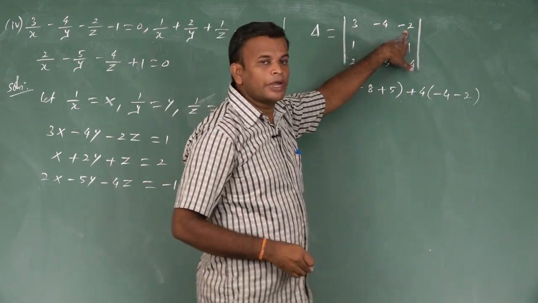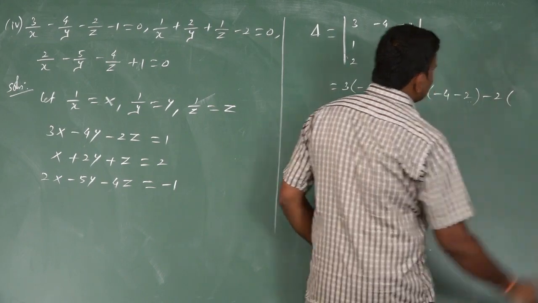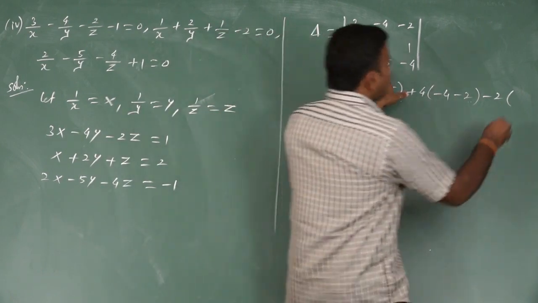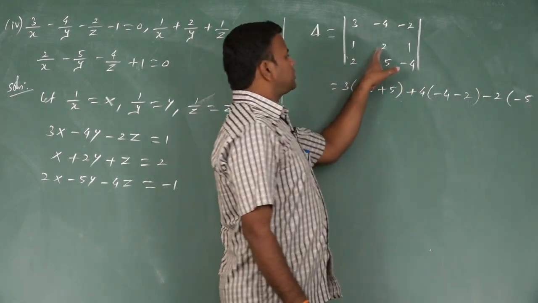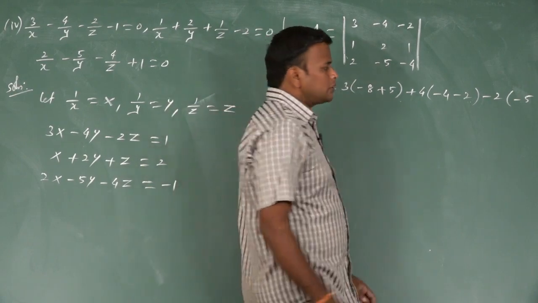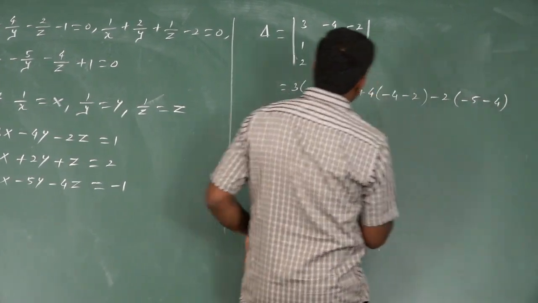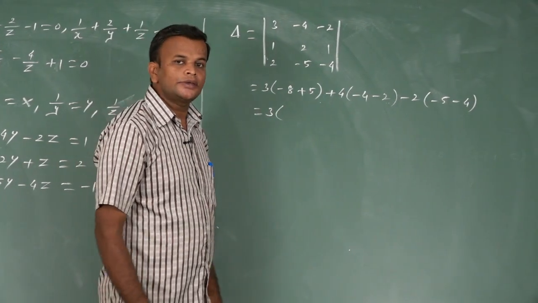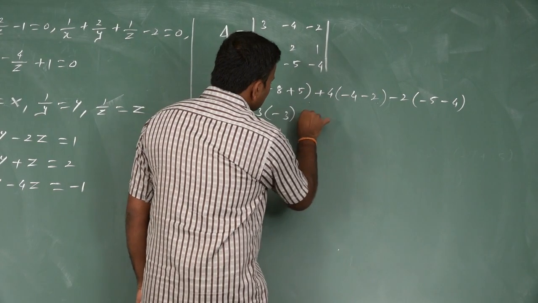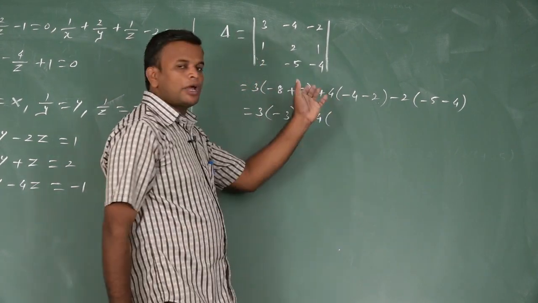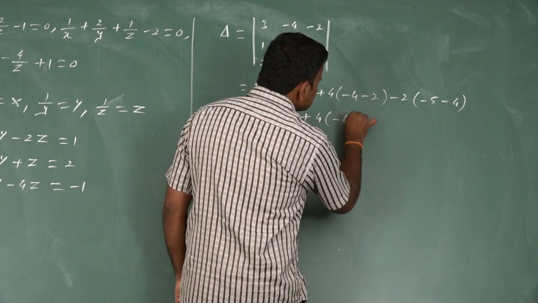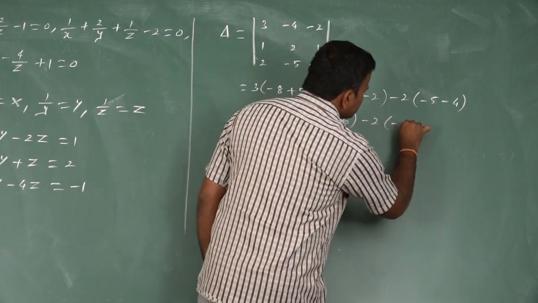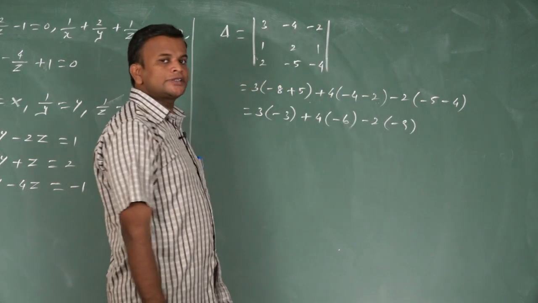Next element is minus 2. So minus 2 of, we leave the first row and third column. 1 into minus 5, minus 5. We multiply these two elements with a minus sign. 2 into 4 with minus is minus 4. 3 of minus 8 plus 5 is a minus 3. Plus 4 of minus 4 minus 2 is a minus 6. Next, minus 2 of minus 5 minus 4 is a minus 9.